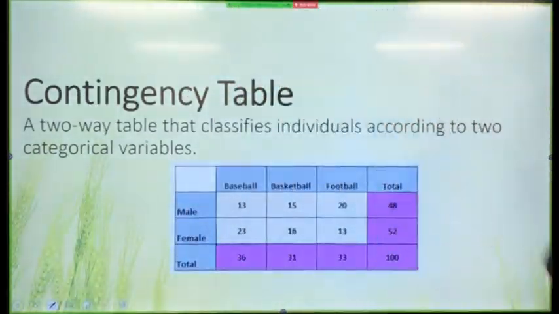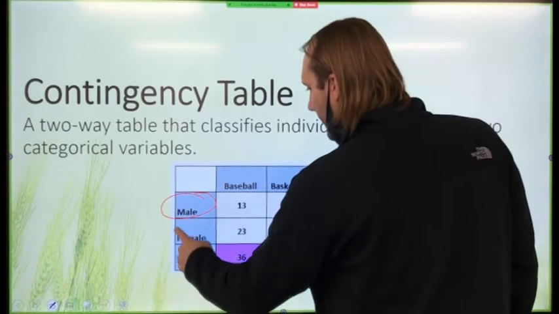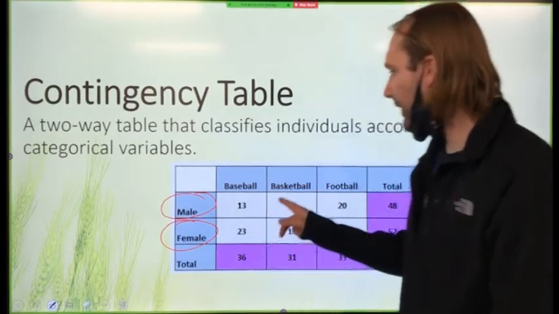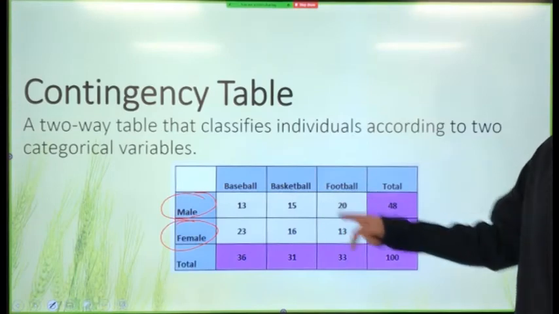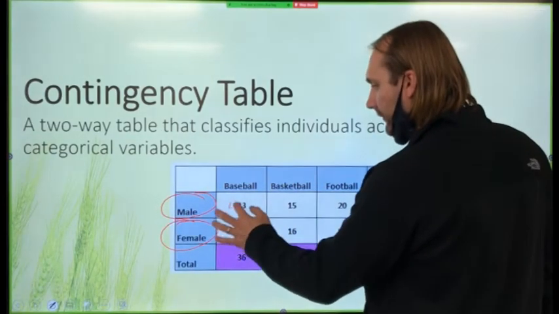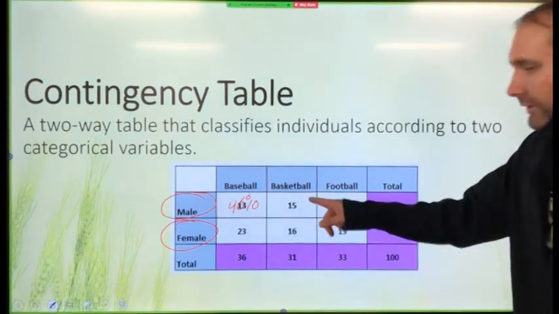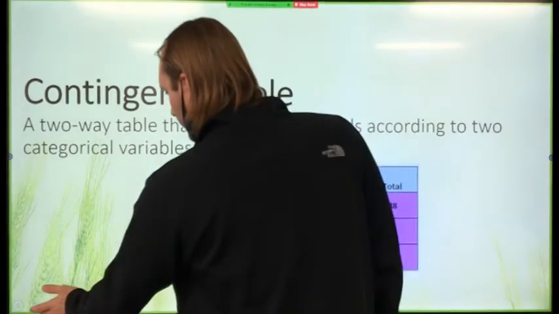Now a more specific type of two-way table is a contingency table. It classifies individuals according to two categorical variables. Probably used more commonly is between male and female. So that would be a contingency table. You're just comparing two things. And note that these two things are categorical. They're countable. Like, you don't see any 40% here, do you? Or you don't see males score 15 points a game of basketball. Countable.